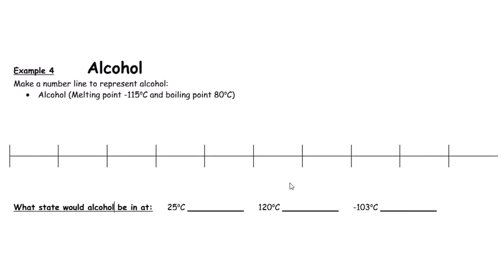Now, we've made it a little bit more for you with alcohol. You can see that both on the sheet or on the slide here, you can see that I've got the number line, but I haven't put numbers onto it. So you put numbers onto it. Hopefully you can do that fairly simply from before. And then do your key code in the same way. Mark where the solids, the liquids and the gases are going to be, and then work out what the state would be at 25, 120 and minus 103 degrees centigrade.